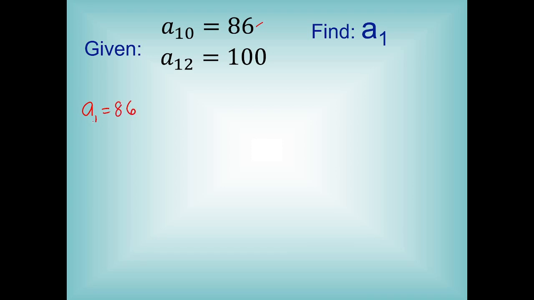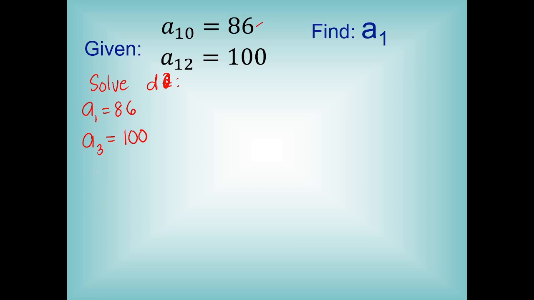Okay? So, if my first term is 86, then 100 is the third term. So, 10, 11, 12, 1, 2. So, meaning third term, that is 100. Now, I am doing this because I want to solve for the common difference. So, solve D first. Okay? Solve D first.